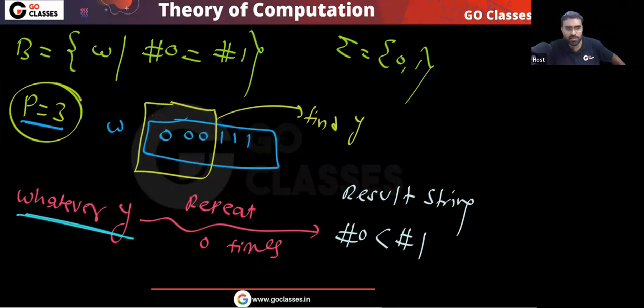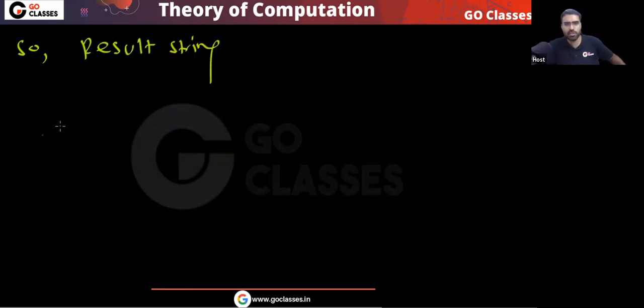Okay, so very simple. The point is, whatever Y you take, if you repeat it 0 times, the resulting string has number of 0s less than or equal to number of 1s. So what is happening? Tell me. Does this resulting string belong to L? So this resulting string does not belong to L. Your language is B, so it does not belong to B.